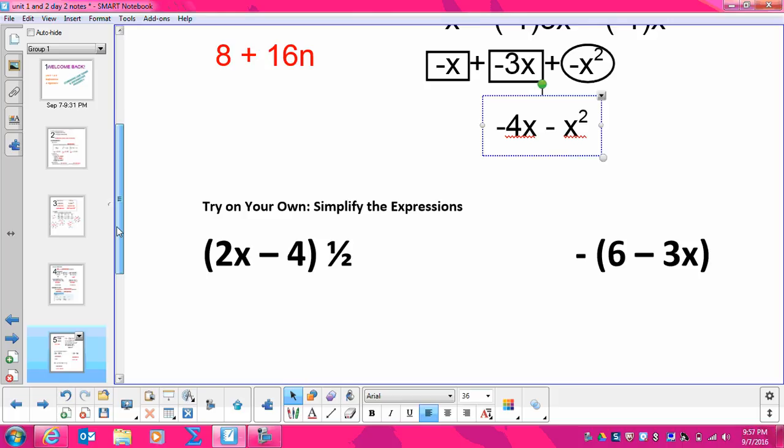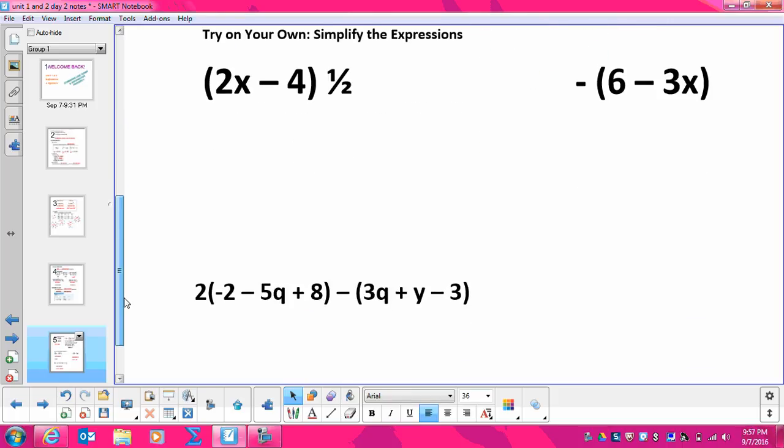Last little bit for you is 3 problems here. Try on your own. These first 2 should be really easy. This one is a bit longer. Okay, you got 2 things you got to distribute over 3 parts. Okay, here you're distributing the 2, the negative 2, the negative 5q, and so on. What do you think you're distributing here? Okay, change that subtraction sign. Think about that one, alright? Go ahead and pause the video, and when you come back, I'll have the answers, and then we're done. Okay? Bye!